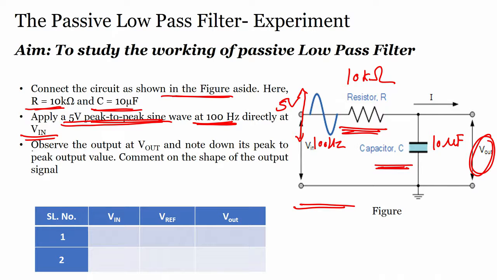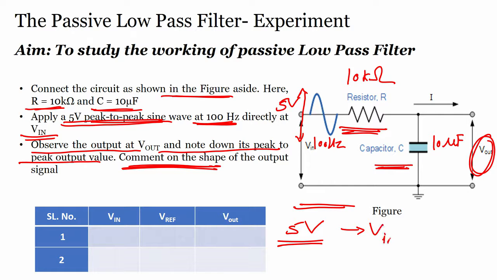So, we have to observe the output voltage V out and note down its peak to peak output voltage, and then we also have to comment on the shape of the output signal. We have to do two things. First, when I apply 5 volts peak to peak at a frequency of 100 hertz as an input signal to this particular filter, what will be the output voltage V out and what will be its shape?